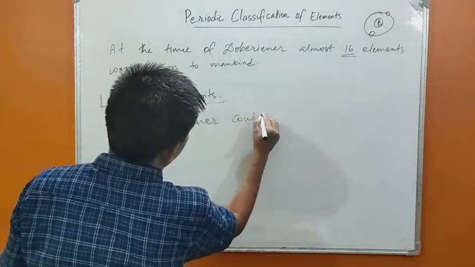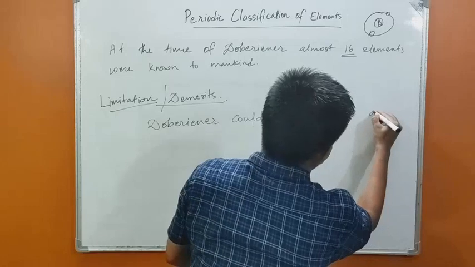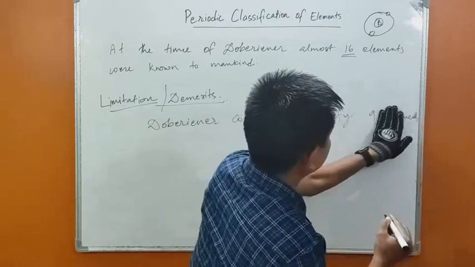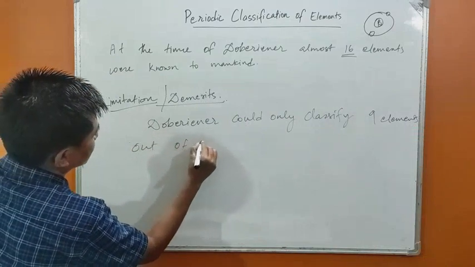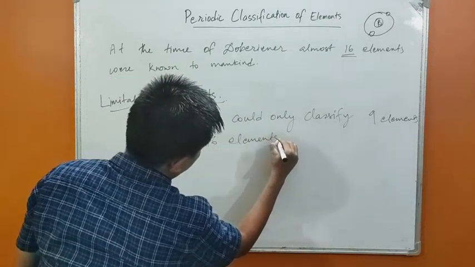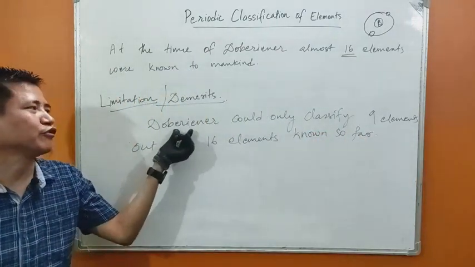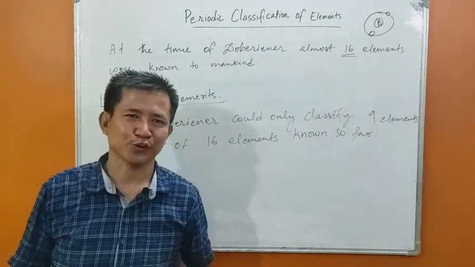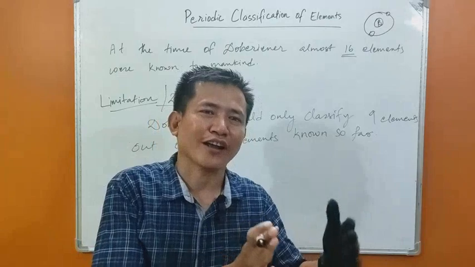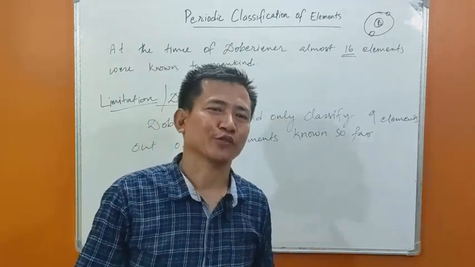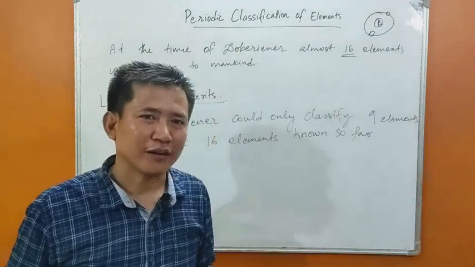Dobereiner could only classify nine elements out of the 16 elements known so far. I hope you got this. He could not form more triads. He could only form 3 triads and then his triad stopped. He could not continue forming more triads with the remaining elements. Nine elements were classified, so 7 more elements were left.